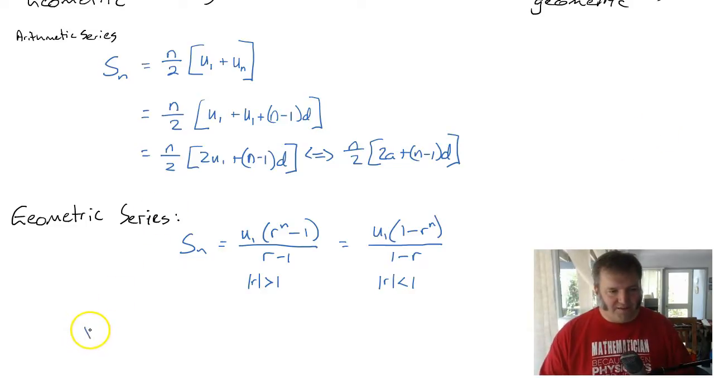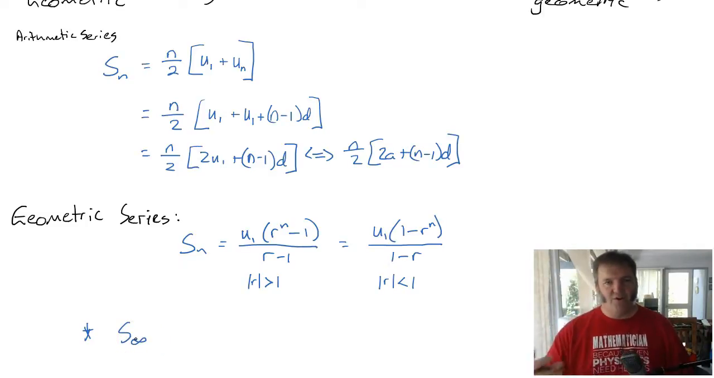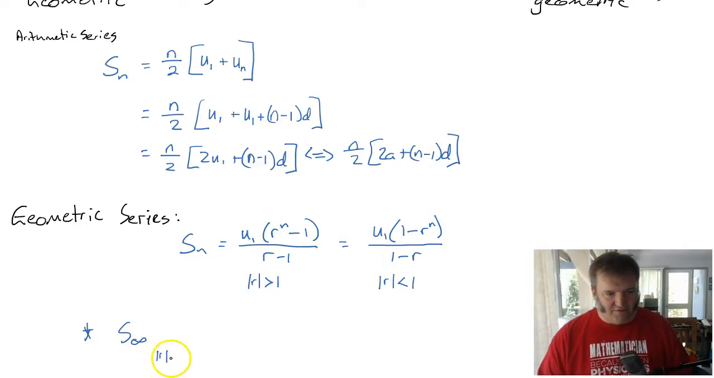The special case, the sum to infinity, the infinite sum of a geometric series. So when is this possible? Again, this is only possible where the magnitude of that ratio is less than 1, isn't it?